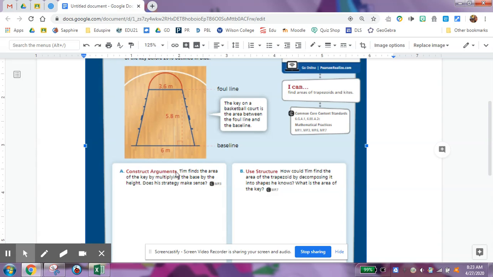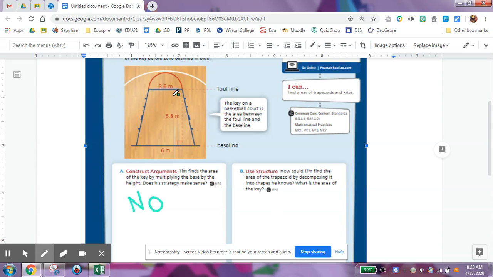The problem with doing that is that we have two different length bases. So which one do we use? Which one would give us the right answer? Well, we can't use that to come up with the area of a trapezoid. So we have to come up with a different way. B says, how could Tim find the area of the trapezoid by decomposing it into shapes he knows?